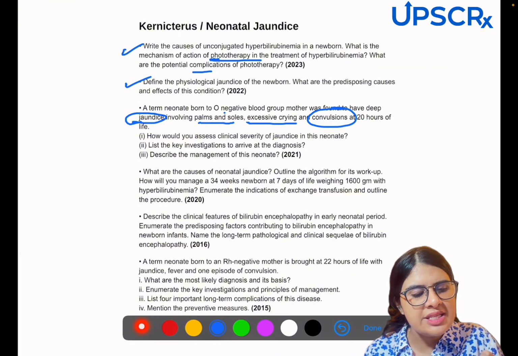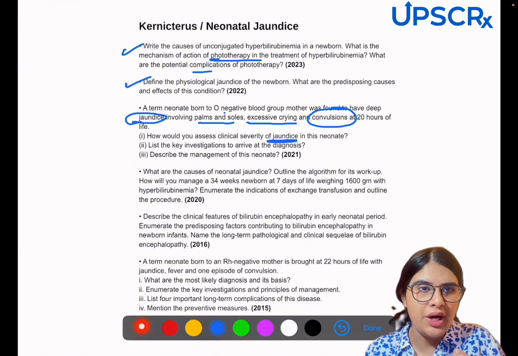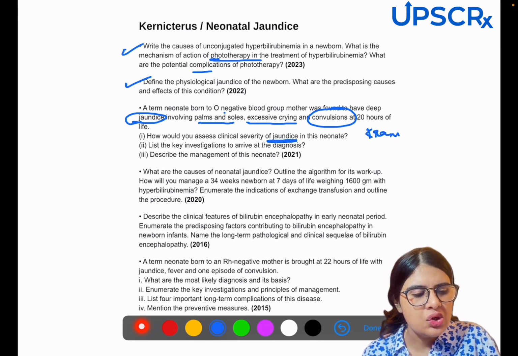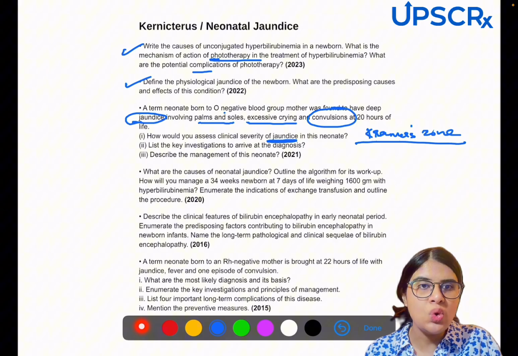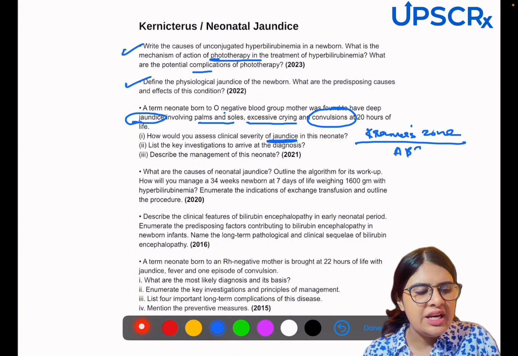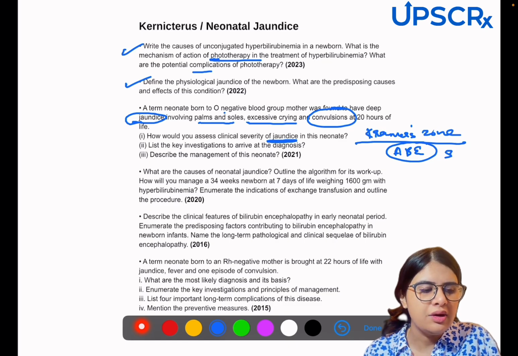So how will you assess the clinical severity of jaundice in this neonate? So first clinical severity के लिए आपको क्या लिखना है? Kramer's zone, right? So how will you assess the clinical severity of jaundice? Kramer's zone. And also what you can do in this neonate is acute bilirubin encephalopathy के लिए score होता है. तो ABE scoring. Okay.